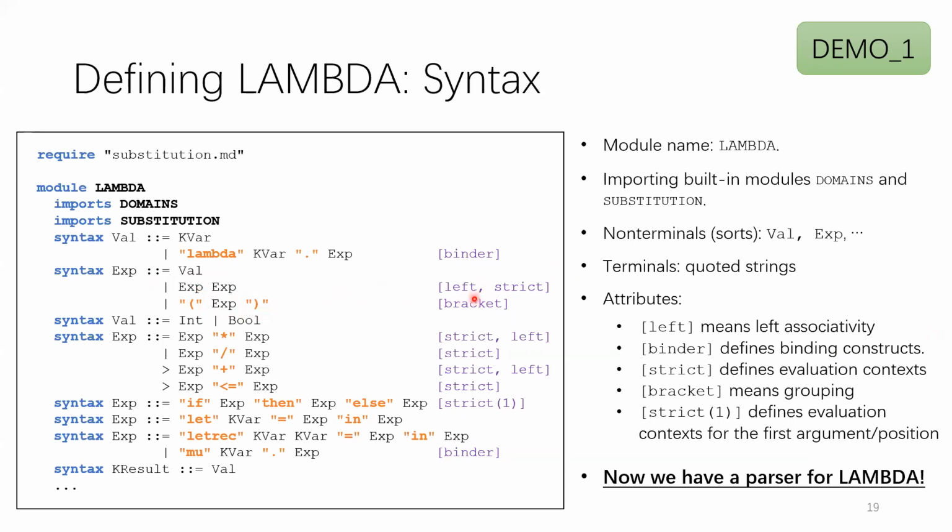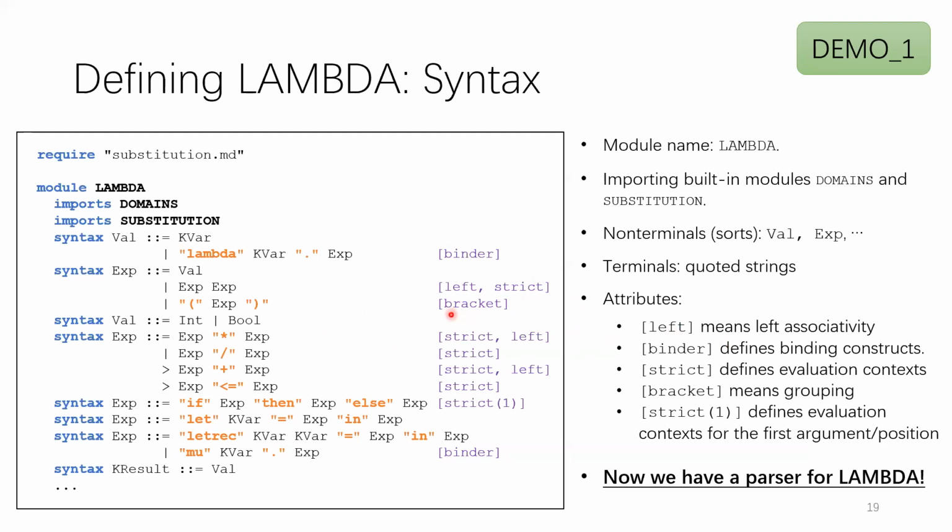The left attribute for application says that it is left associative, and this information will only be used for parsing. The strict attribute, which we have seen before, defines evaluation context. It states that application is strict in both arguments, so they will be fully evaluated to values before we evaluate the application.